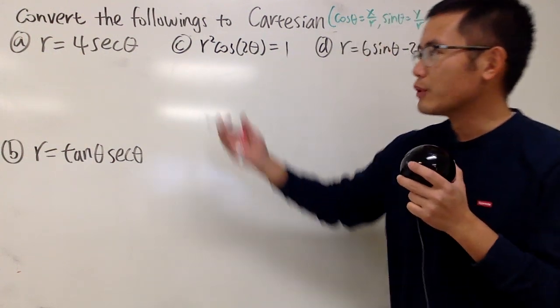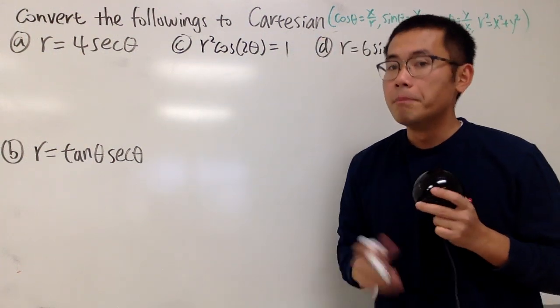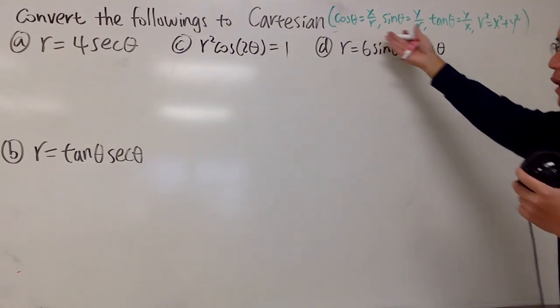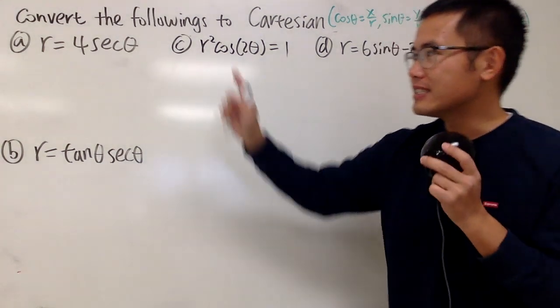Okay, in this video, we're going to see how to convert this right here to Cartesian, meaning that at the end, we should only have x and y in our equations. And of course, here are the ingredients for you guys. Let's start with the first one.